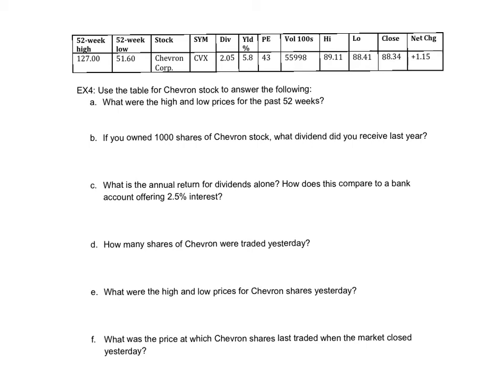What were the high and low prices for the past 52 weeks? So that would be these first two entries in our table. The high was $127. The low was $51.60. So high, and it's a dollar amount, so $127. And the low, $51.60. That's a big difference.